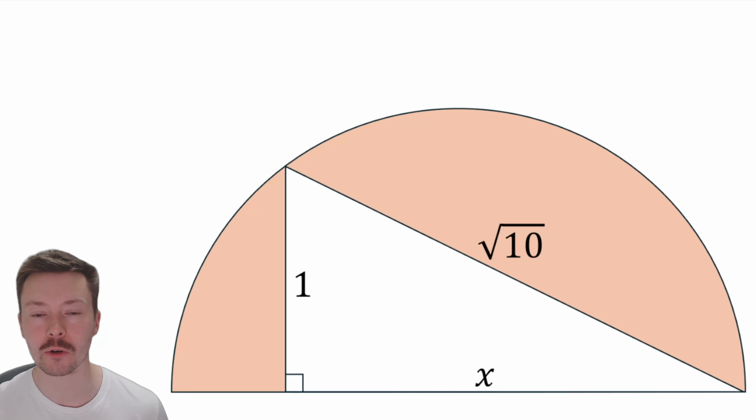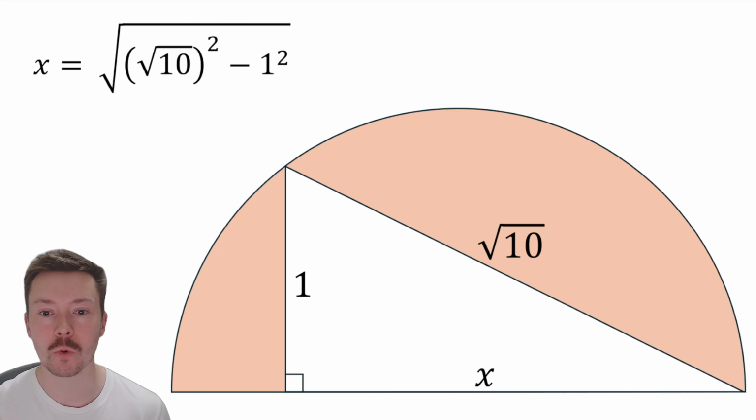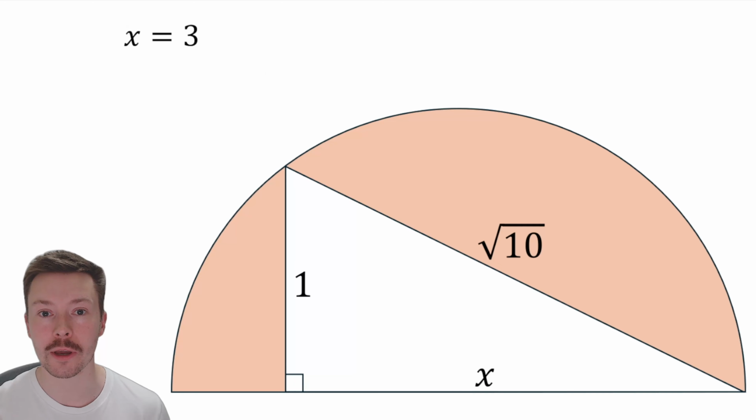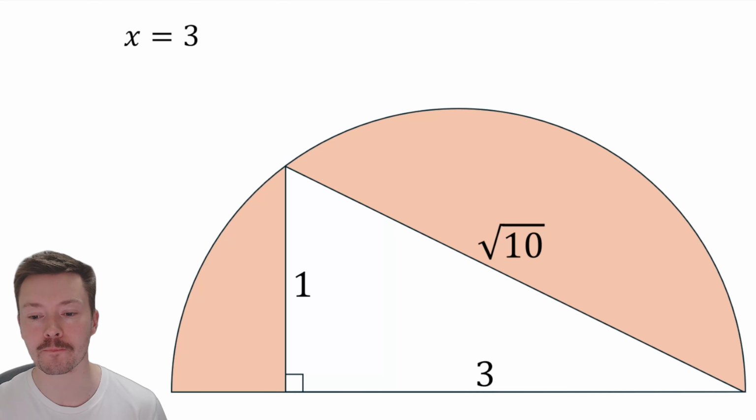Now, because it's a right angle triangle, we can work out the one remaining side by using Pythagoras. So I'm going to do the square root of the hypotenuse squared, subtract the other side length squared. That is going to give us an answer of 3. So the base of that triangle is going to have a length of 3.